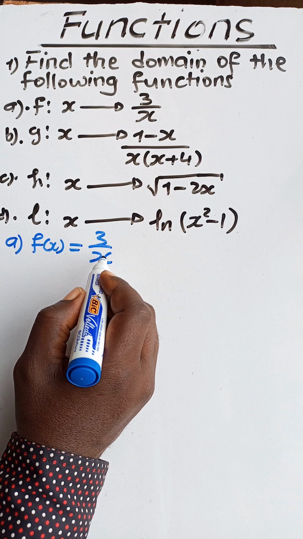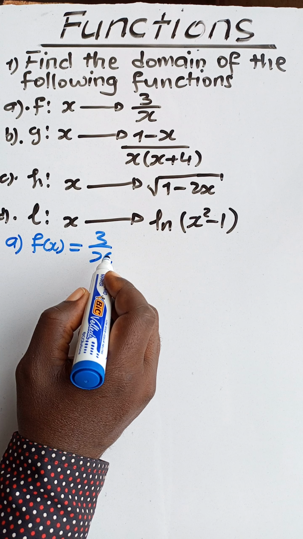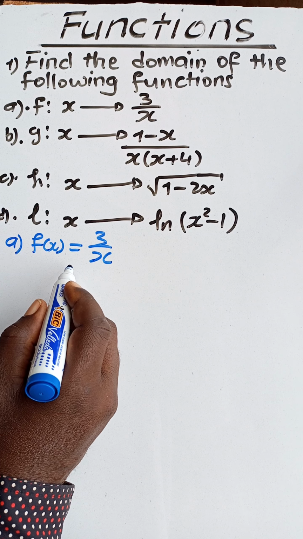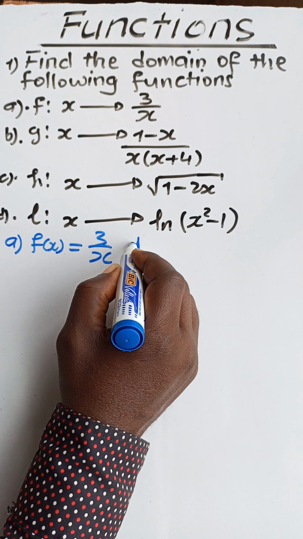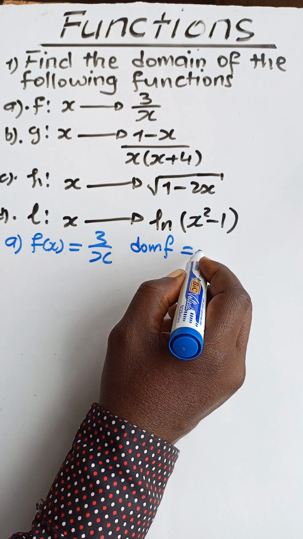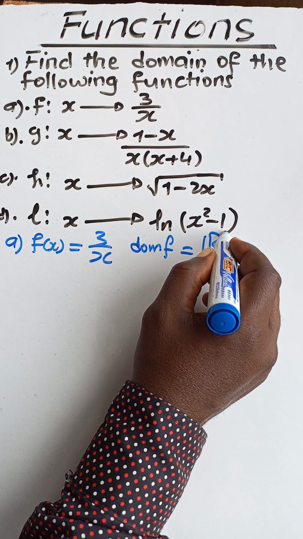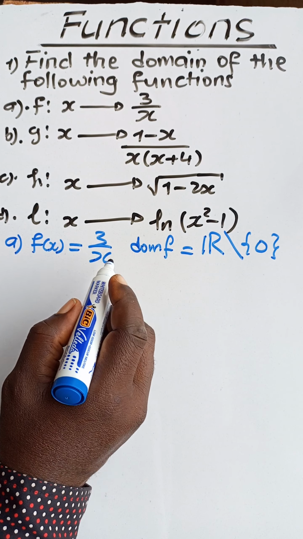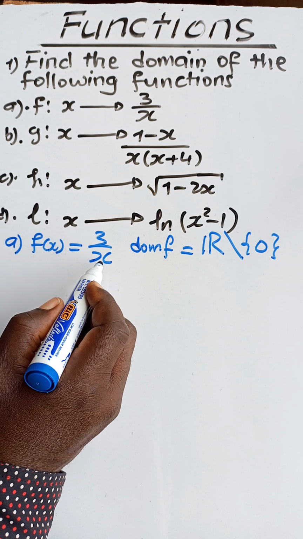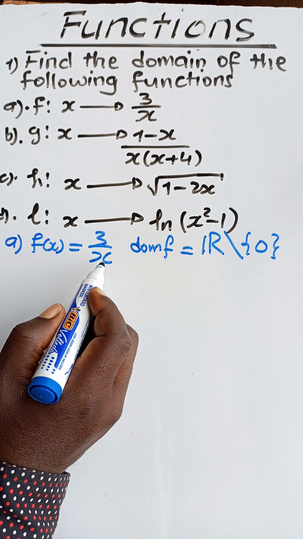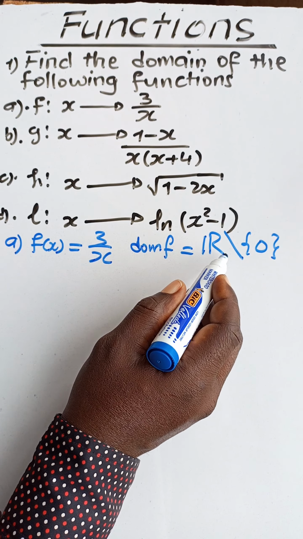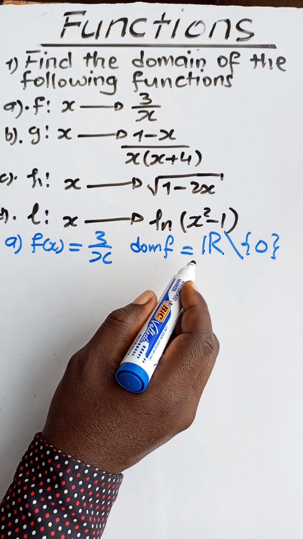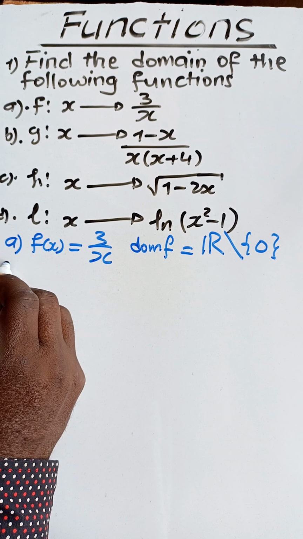Now we know that dividing by 0 is impossible in mathematics. So here, the domain of this function, we call it dom f, will just be any real number except the value 0. Because if x takes the value 0, we're going to have 3 divided by 0, which is undefined. So this function can take any real number but 0. So the domain of the function is any real number except 0.